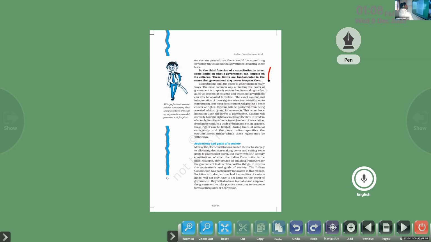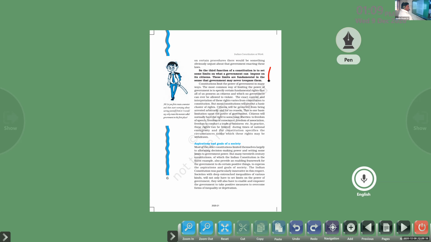So the third function of the Constitution is to set some limits on what the government can impose on its citizens. These limits are fundamental in the sense that the government may never trespass them. The government should not create any problem for the fundamental rights of the people. There is no right for the government to trespass the fundamental rights.